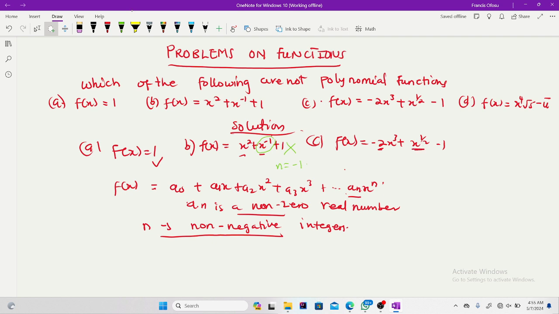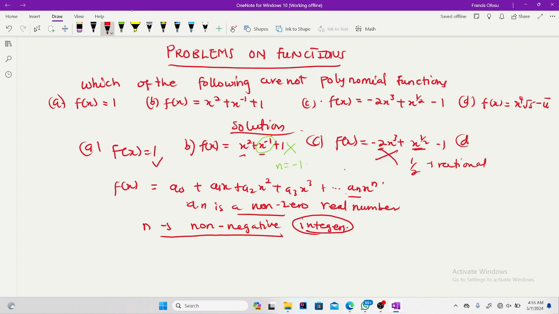Now when I come to this second component, the x here is to the power half, and half is a rational number, right? But the power n is always a non-negative integer. Integer, not a rational number. Therefore, this fails to be a polynomial function.